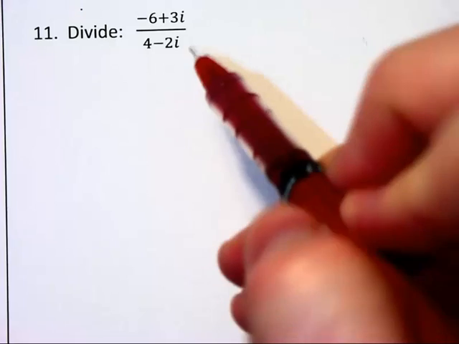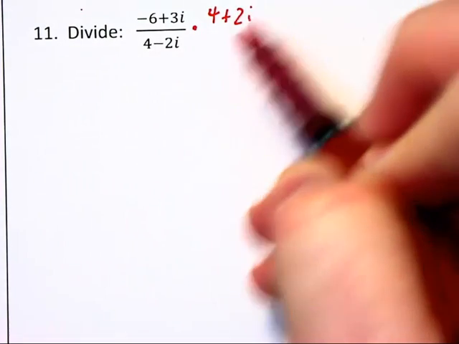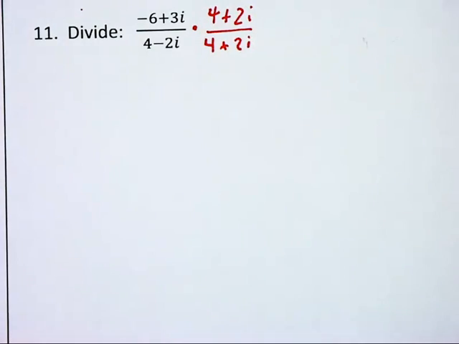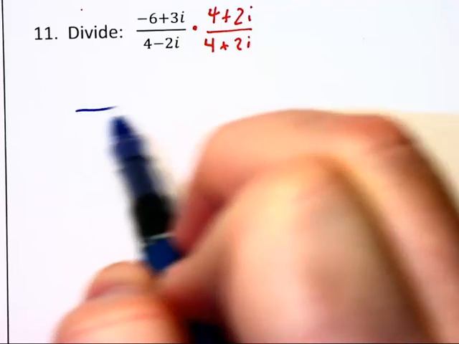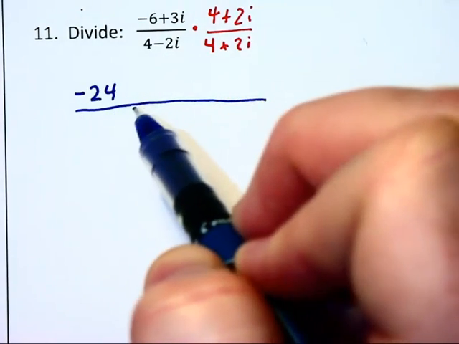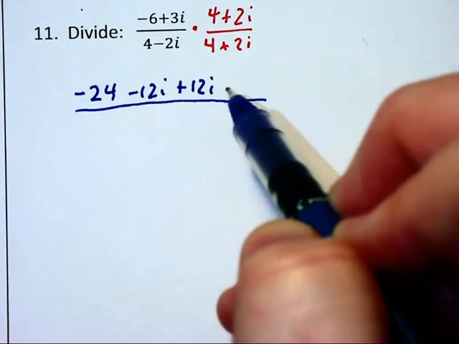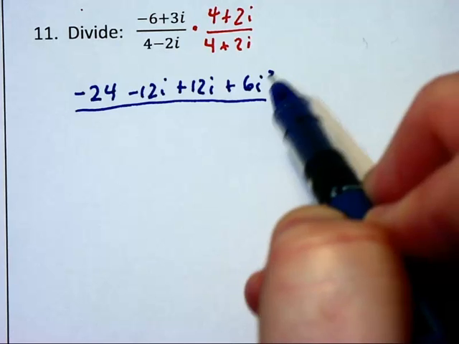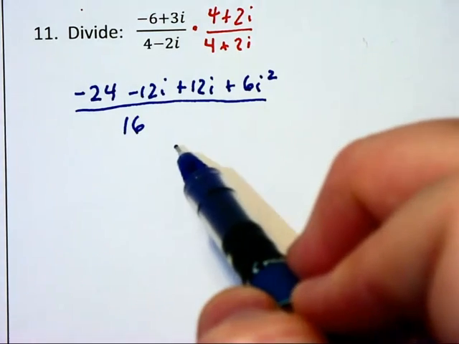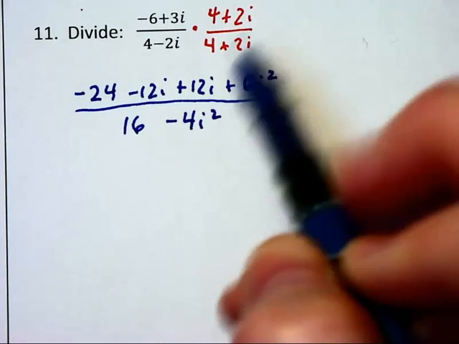For this next problem, let's multiply by the complex conjugate, 4 plus 2i over itself, 4 plus 2i. Up in the numerator, we're going to have a FOIL problem. We're going to have negative 24 minus 12i plus 12i plus 6i squared. And down in the denominator, we're going to have 16 for the first term. The middle terms will cancel, and we'll have minus 4i squared.